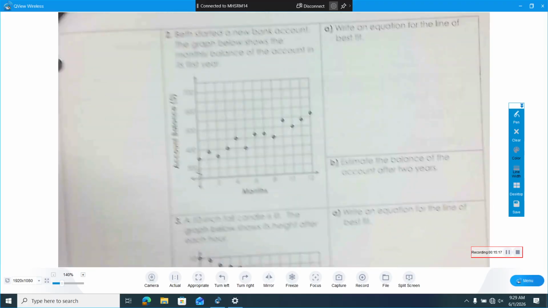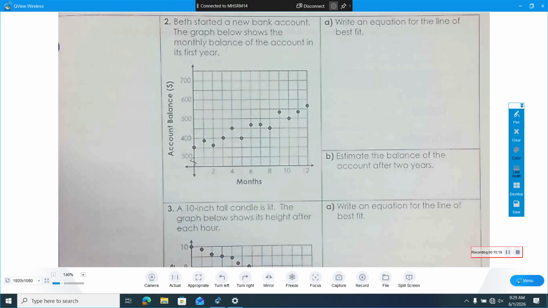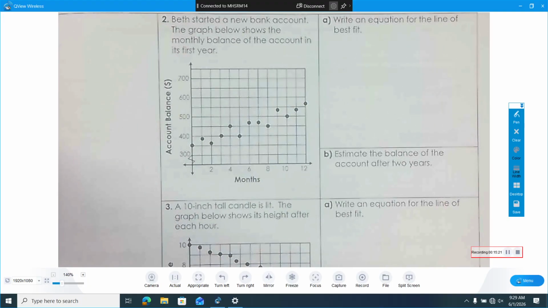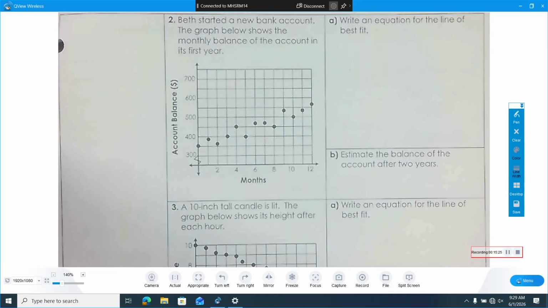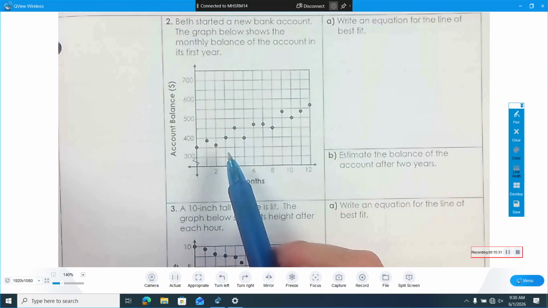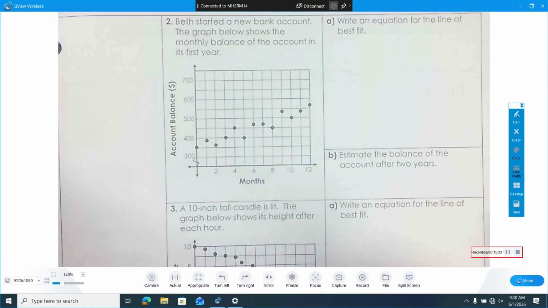All right, turn the page. We're going to try a couple more. All right, number two. Beth started a new bank account. The graph below shows the monthly balance of the account in the first year.